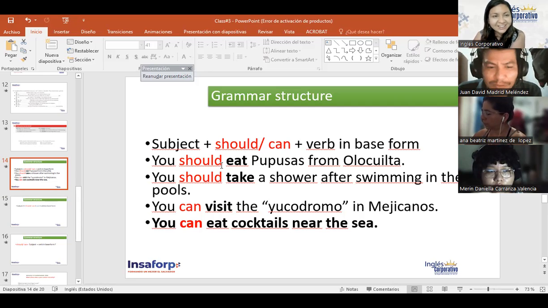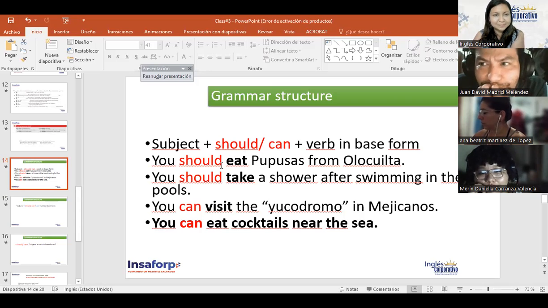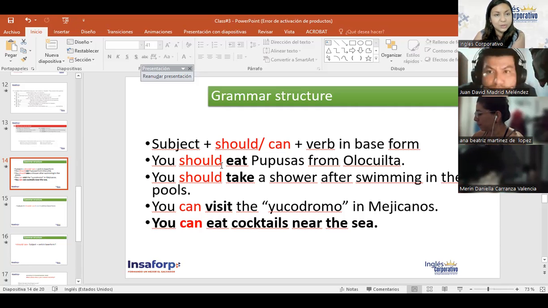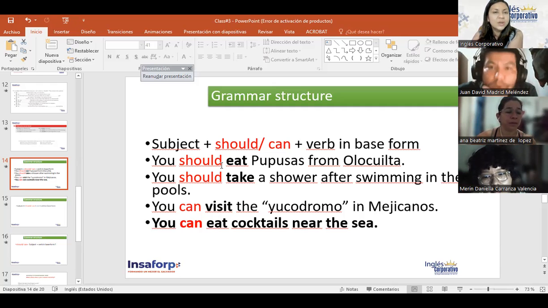Okay, in general, should is used for suggestions or recommendations. In general, okay? Can is used for possibilities or abilities or permission. But in this case, we are using can for possibilities. For example, one possibility when you come to El Salvador is that you can visit the Yucódromo. You can eat cocktails near the ocean. You can go to the mountains and to the beach the same day.